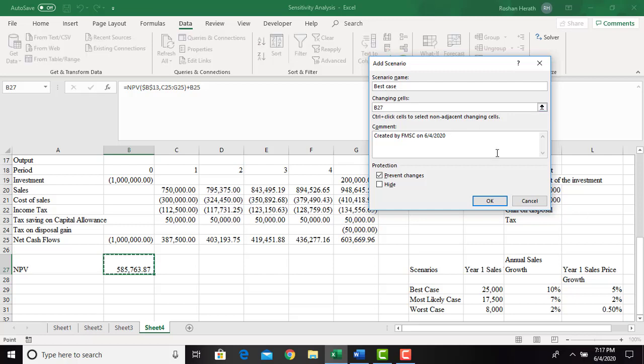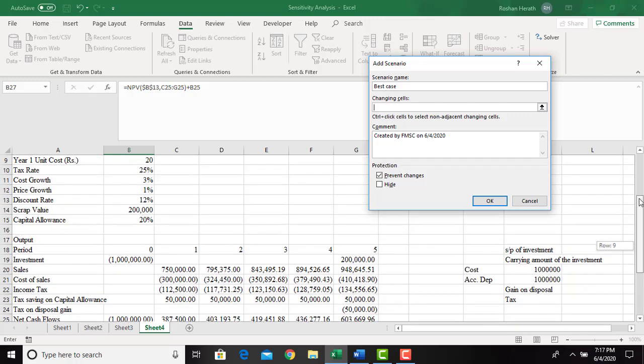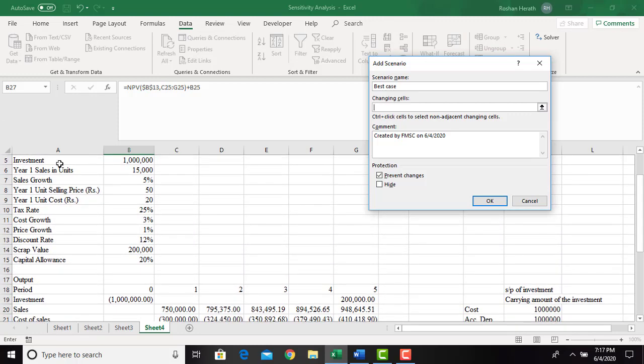So what we do, we may go to the changing cells, then you may go back and specify them. First you need to get the sales column, sales 1, then you may get the sales growth one, and you want to change the price as well.